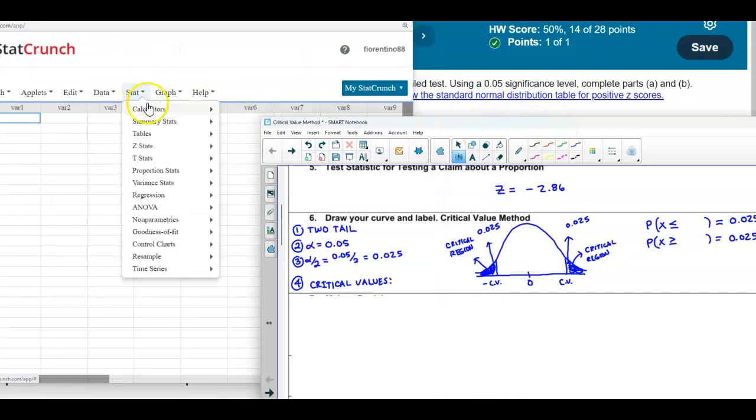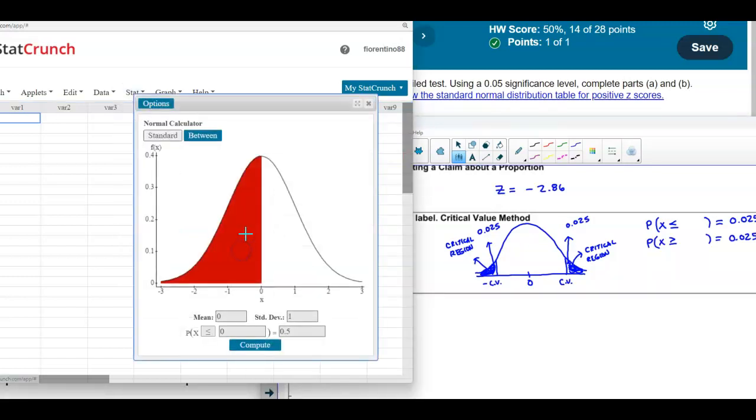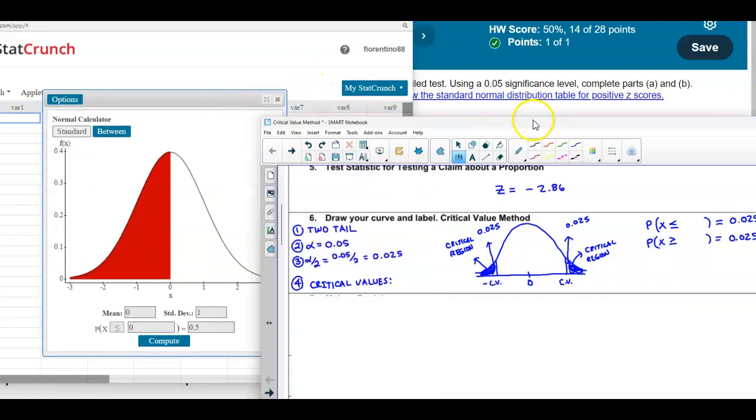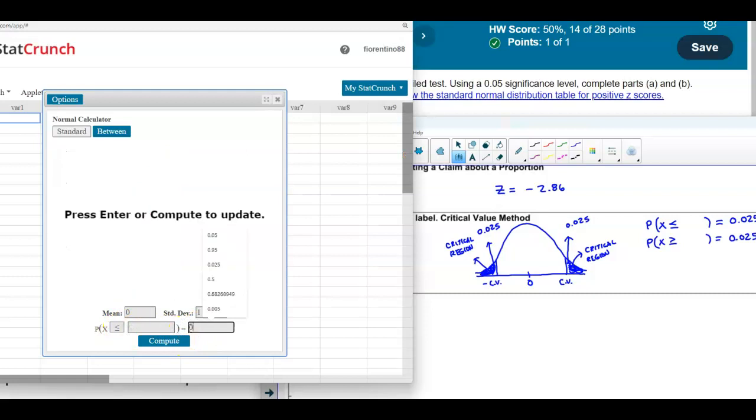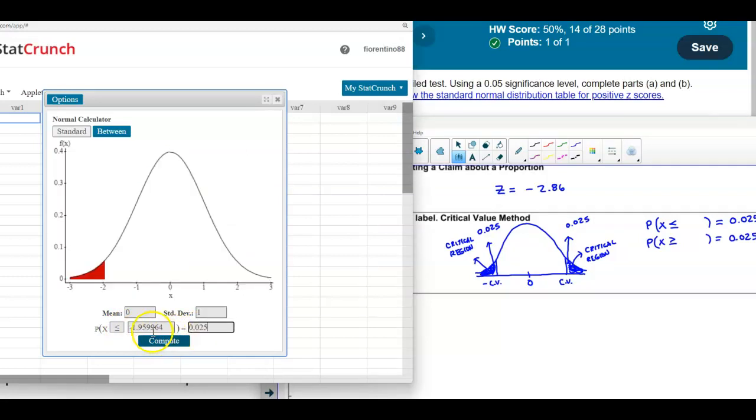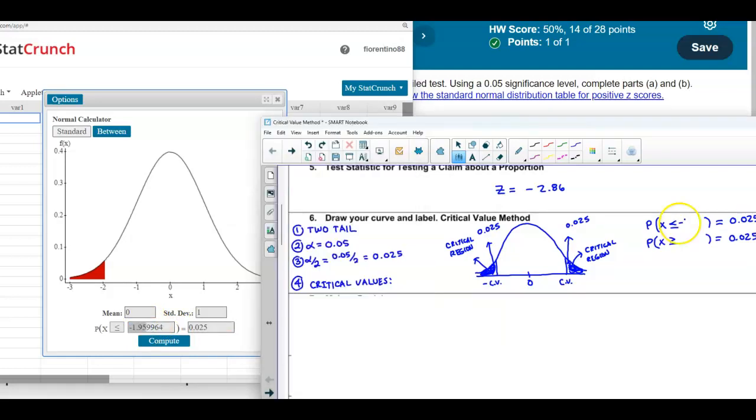We're going to go to Stat, Calculators, and then scroll all the way down to Normal, since our test statistic is a Z test statistic. Now we're going to put in less than or equal to, and then put in our area of 0.025 in the left tail, and we get negative 1.96. So negative 1.96 represents the first critical value.